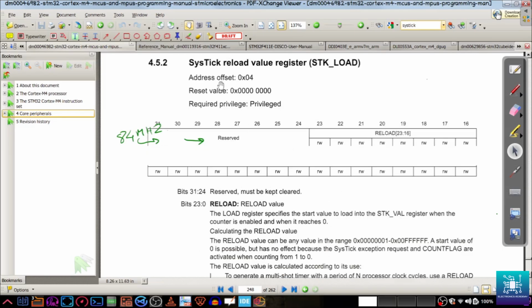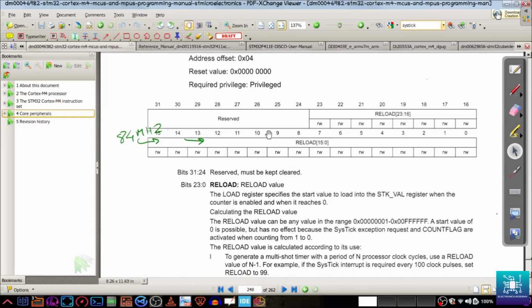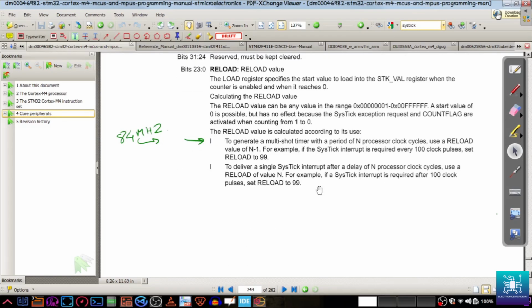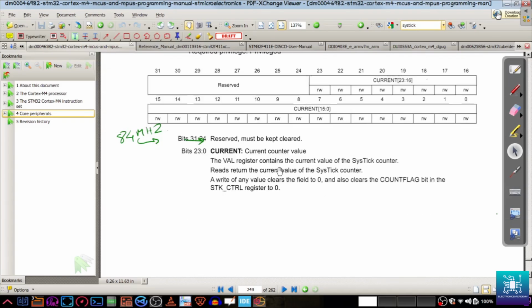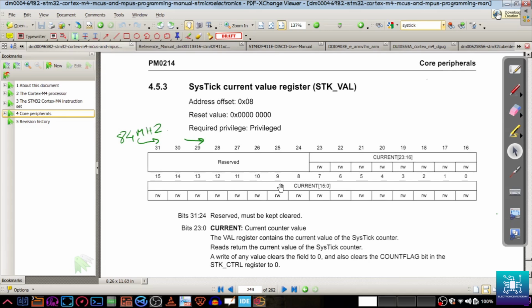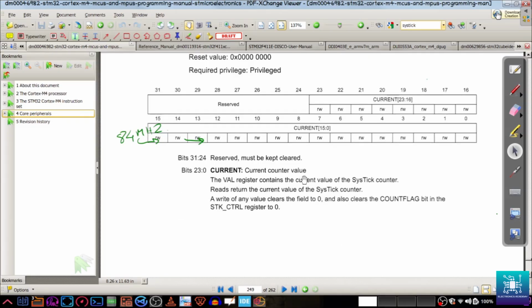The second one is the Systick reload value register, which is the 24-bit register that we had been talking about, and this is the register that we have to fill our reload value into. And the third, we are not touching the Systick current value register because we don't need it. We are not reading it also. And this register has the current value of the Systick counter. So when it's counting down, this register actually has the value that it is currently holding. And this value is a dynamic value because it is constantly counting down, and a write to any value clears the field to 0 and also clears the count flag bit in the Systick control register.